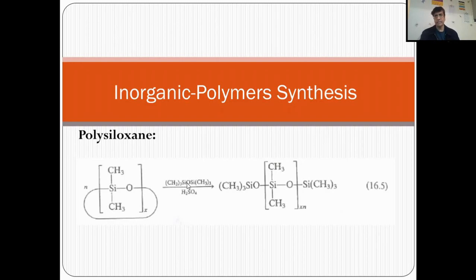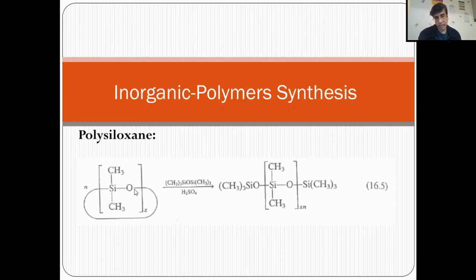So hexamethyldisiloxane, hexamethyldisiloxane. This is a dimer of the product which I showed you. Now, under H2SO4, this is the ring opening reaction under acidic condition. When you use the acidic condition, the ring will open, so you will get the OH here and OH here.